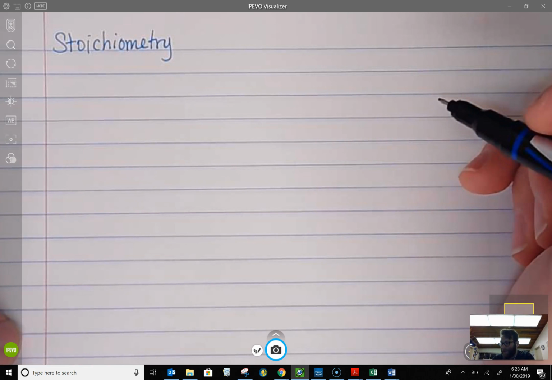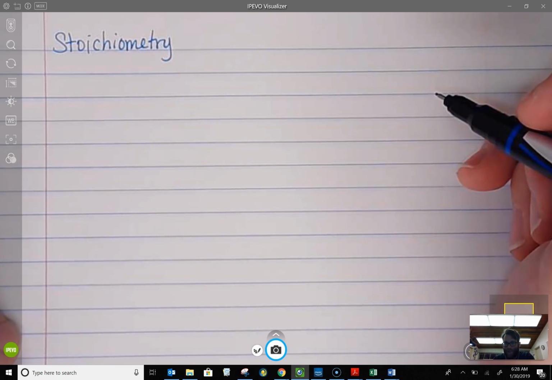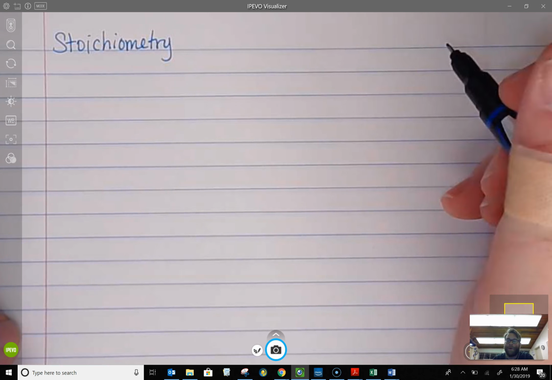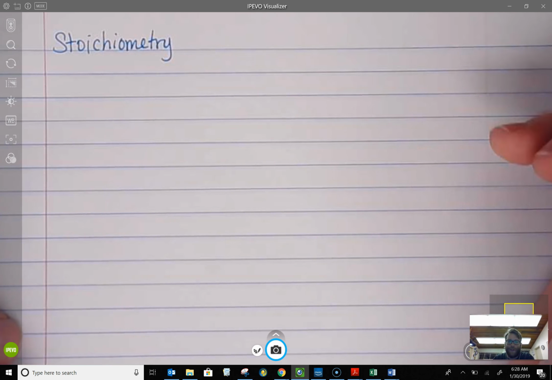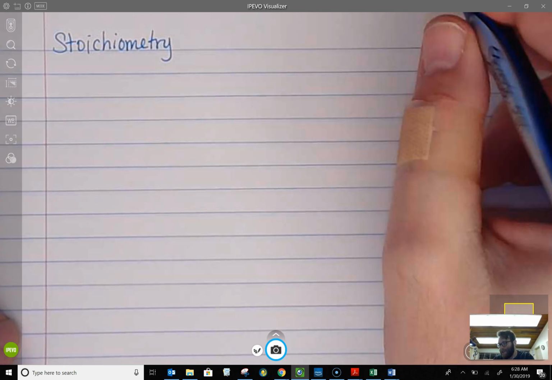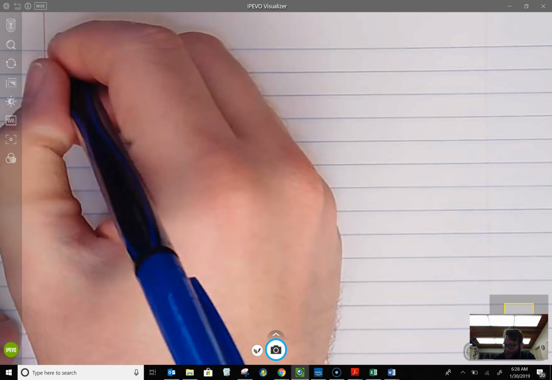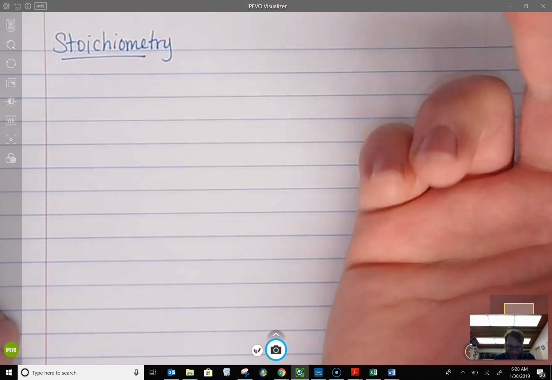All right, hello everyone. Today what we're going to be looking at is our next step on really trying to master how and why materials are interacting in the certain ratios that we're seeing in our chemical reactions. So we're going to be focusing on this thing today, which is called stoichiometry.